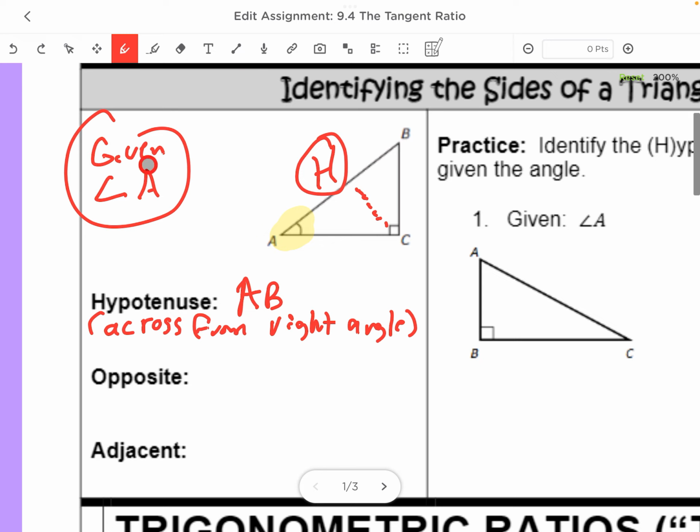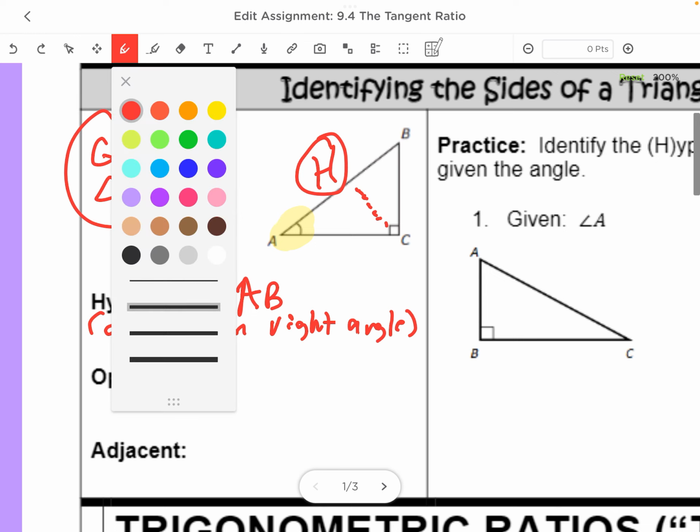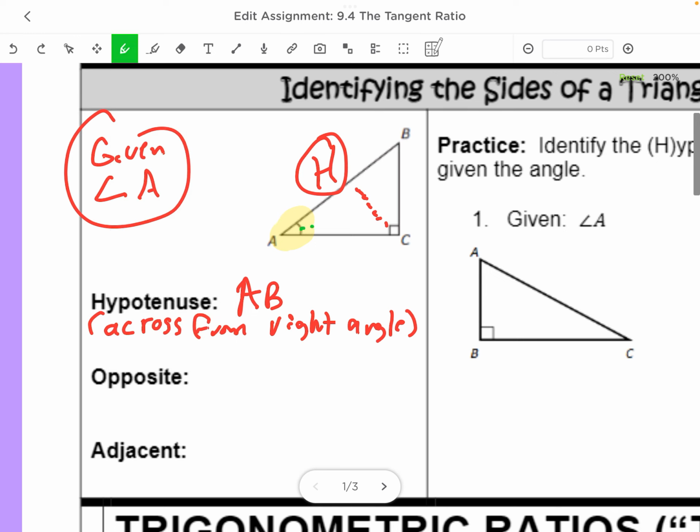Now, from the perspective of A, I see this side right over here. I'm going to use a different color for this. I look right across, like I'm shooting an arrow, and this is my opposite side. Opposite from A, I'm going to label with an O. That's going to be BC. A common mistake is to think opposite would be this other side, but we know that's the hypotenuse, so we go across just like we're shooting an arrow, just like we did for the hypotenuse.